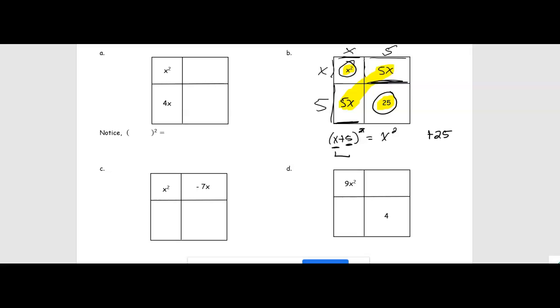And then whatever these two guys multiply to equal, which in this case is a 5x, those are what you're going to get 2 of. So notice how we got 2 of those. So the middle term would have been a positive 10x. That's what we were wrapping up. That's what we did a few of yesterday before the bell rang.